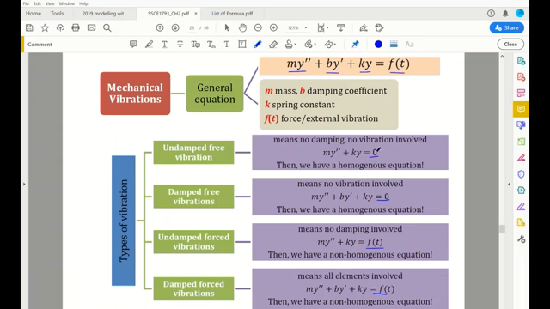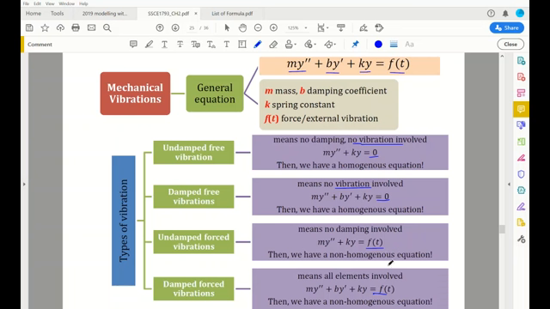Physically, for the homogeneous equation, the right hand side term here comes from the external forces. Okay, so F(t) is the external force or external vibration. So physically it means that there is no vibration involved, or no external force. Same with here, because the right hand side is 0, so no vibration involved, or we say no external forces.